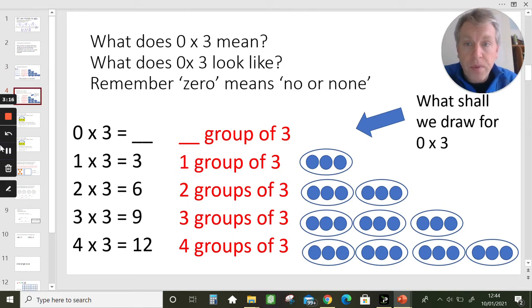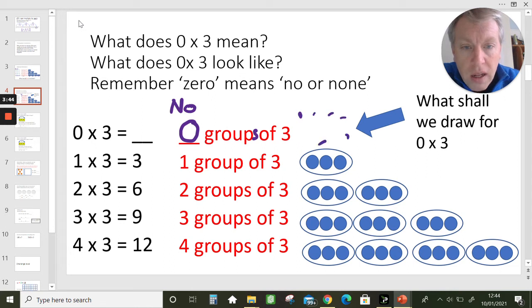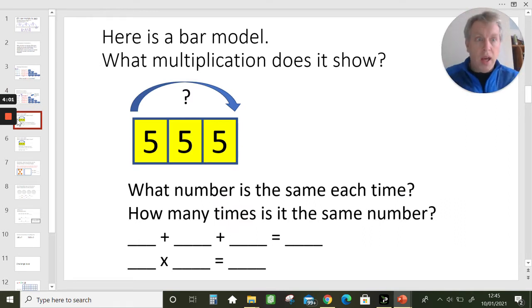I hope you paused the video. Well, what does 0 times 3 mean? It means 0 groups, or maybe it means no groups of 3. 4, 3, 2, 1, 0, or no groups of 3, nothing. Well, I'd better draw nothing. Don't draw anything, because 0 times 3 means no groups of 3. So 0 times 3 is 0 altogether. And we can see what it is when we multiply by 0 or when we count up in zeros this way.